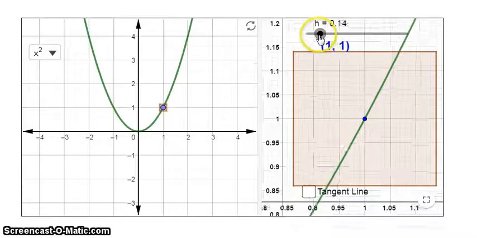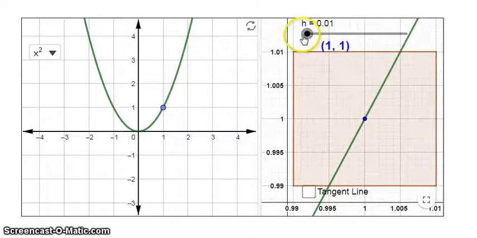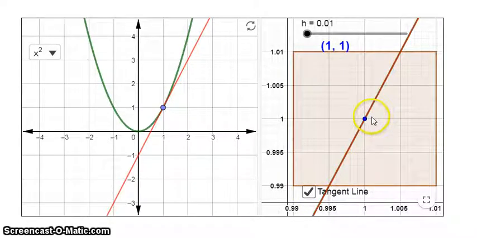And if I zoom in really super close, I'm down to between 0.99 and 1.01 on x. So that's a pretty small region right around that area. This curve in green actually looks like a line. And if I turn on the tangent line and look at it, I can see that that tangent line and my curve match up pretty closely.